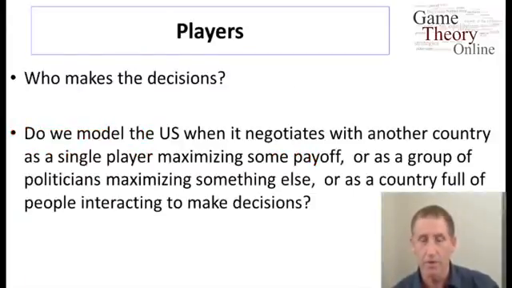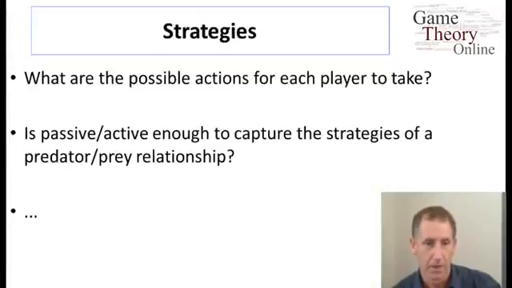So who are these decision makers? Well, let's take an example. When we're speaking about negotiation among countries, are we speaking about the U.S. as a single entity? Are we speaking about some political party or some office, the State Department, or about all the citizens? It's a decision we need to make as modelers, and that's the first thing we need to do. Once we do this, we need to decide what are the strategies that are available to them.